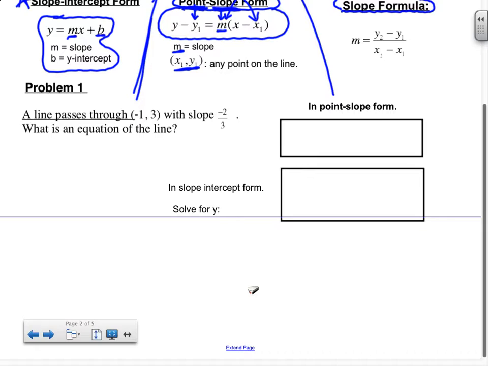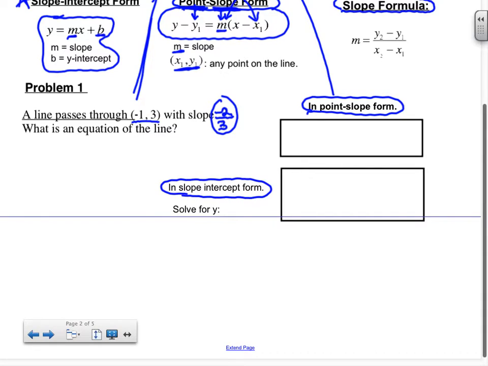This one says a line passes through a point, (-1, 3), with a slope of -2/3. That doesn't look very good, okay? -2/3. All right. Now, what is the equation of the line? First, it says put it in point-slope form. Once you get it in point-slope form, then put it in slope-intercept form, right there. Okay, so if you're going to do that, you might want to maybe copy the formula down.